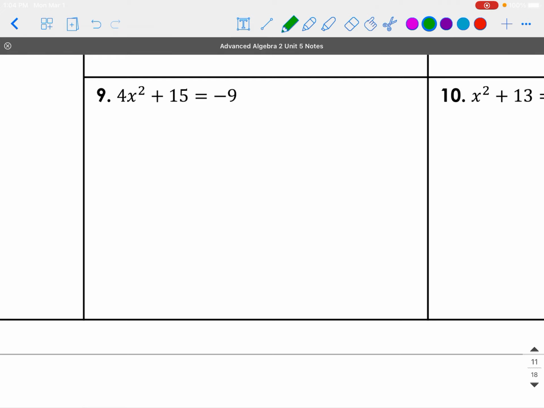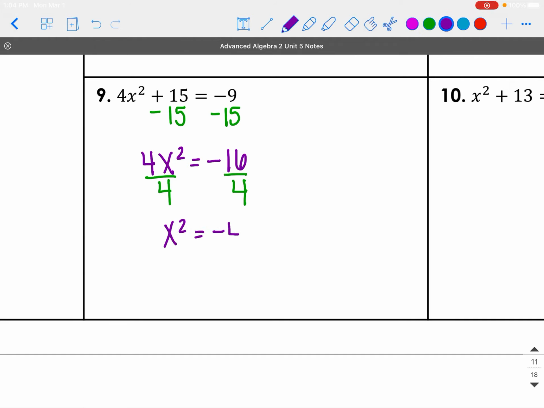Number 9, subtract 15 from both sides. 4x squared equals negative 16. Divide by 4. x squared equals negative 4. Take the square root. x equals plus or minus 2i.